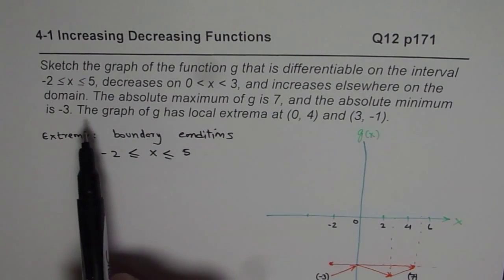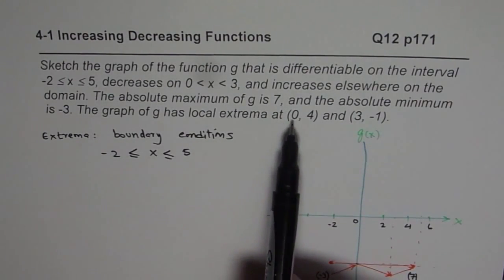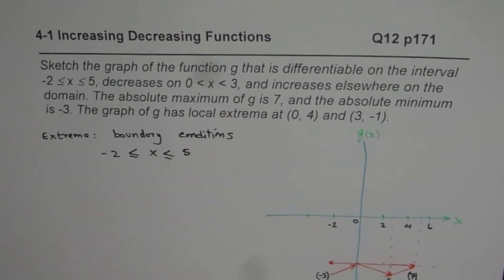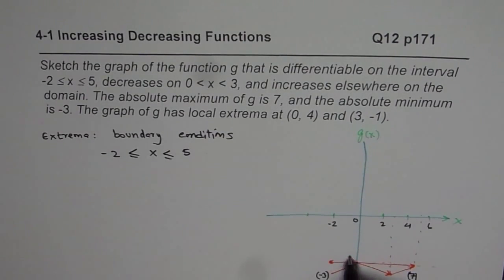We are also given that the function g has local extrema at (0, 4) and (3, -1). These are the two points where we have local extrema. Looking into the situation, we can say at this point we should have (0, 4). So that becomes our local maximum, and this is our local minimum, correct? Now that gives you an idea of the graph itself.